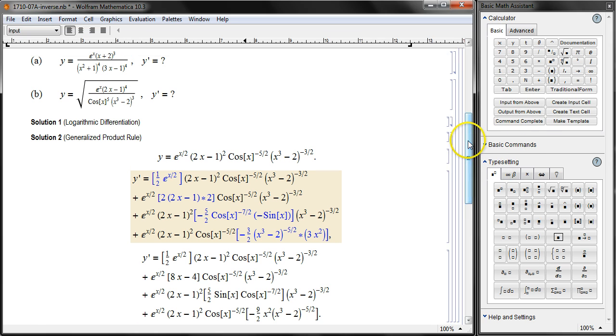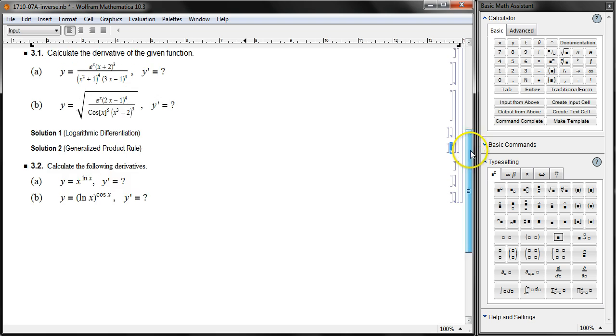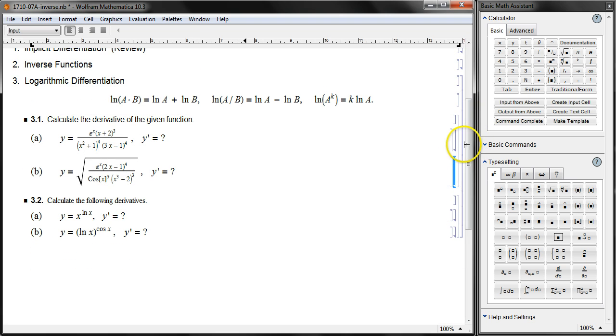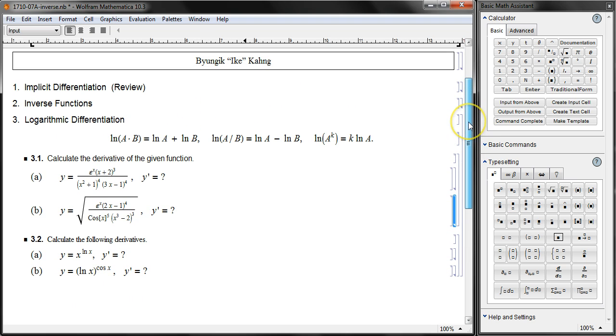So which method do you prefer? Personally, I prefer the generalized product rule, but our textbook uses logarithmic differentiation. Looks like the other logarithmic differentiation has to be covered in a separate video. We'll do that.